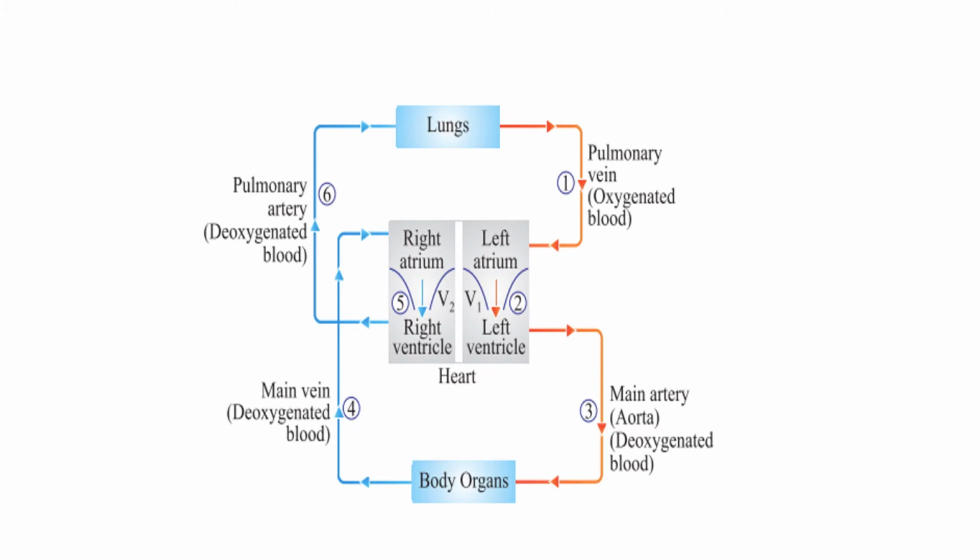Now see, this is how the blood passes through the heart. This is the lungs. From the lungs, you know that we take oxygen. O2 comes into the lungs, means the oxygenated blood is there in the lungs. You can see that red arrows are shown for the oxygenated blood and blue color is shown for the deoxygenated blood.